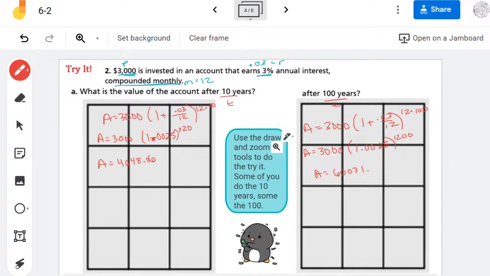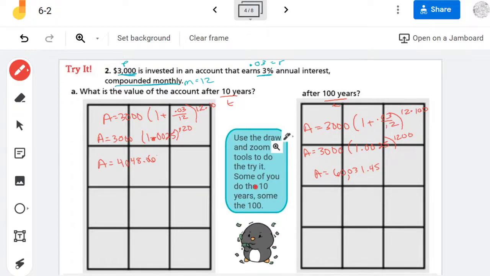Oh, thought I'd remember it. I felt good about it. Need the 45 cents on there. So we had something that was just at 3,000, and then 100 years later, it's now 60,000.